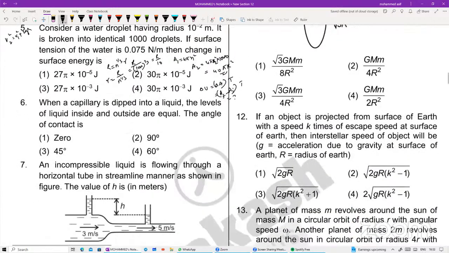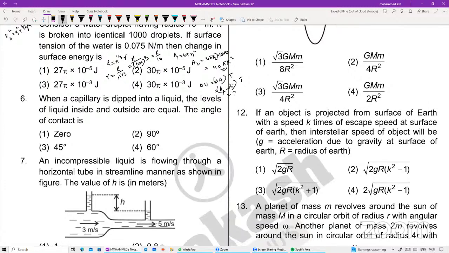Next one. When a capillary has been dipped into the liquid, the levels of the liquid inside and outside are equal. The angle of contact will be equal to how much? Direct question, beta. H, the height of rise in the capillary tube, is H equals 2T cos theta divided by r rho g, isn't it? So the capillary tube is dipped into the water. The levels of the liquid inside and outside are equal. The angle of contact will become how much for me, beta? H will be same for both of the cases. That means theta must be equal to 90 degrees. Like this.